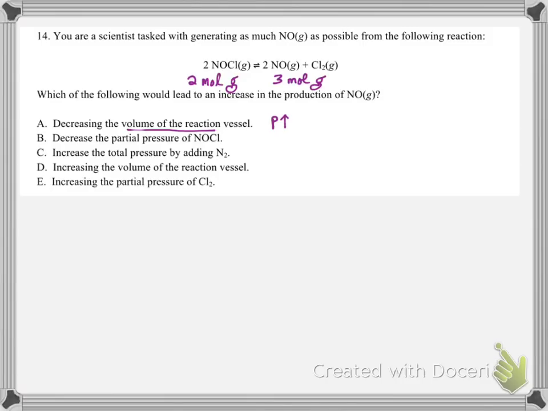So which way would that be? Well, it would shift to the left, because there's 2 moles of gas in the reactants and 3 moles of gas in the products, so shifting to the left would help alleviate some of the pressure. So this is not going to increase our amount of nitric oxide.